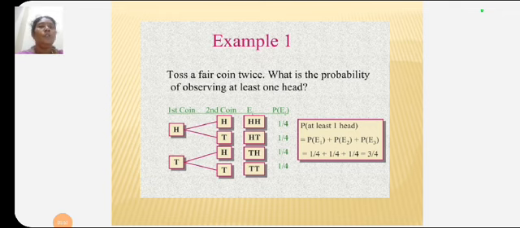Okay, so here we have to calculate the probability of observing at least one head. In the fourth event, both are tails, so we cannot count that. So the probability of at least one head is equal to P of E1 plus P of E2 plus P of E3 alone. So this is equal to 1/4 plus 1/4 plus 1/4, that is equal to 3/4.